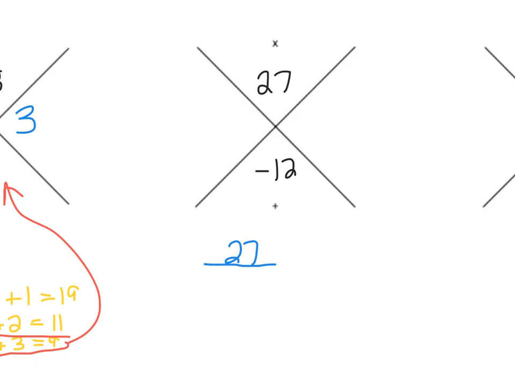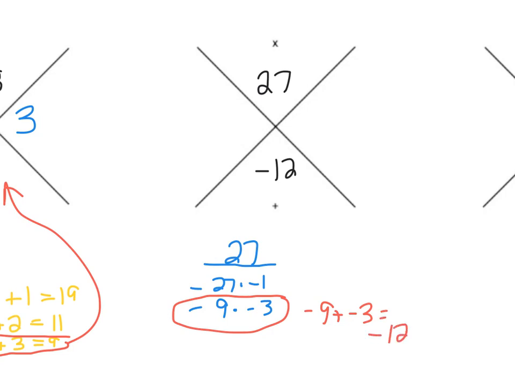So I've got negative 27 times negative 1. I've got negative 9 times negative 3. And I believe those are my 2 factors. And I can look and say that negative 27 plus negative 1, that's negative 28. That's not it. But negative 9 plus negative 3 is negative 12. So I know that that is the one to use. So negative 9 and negative 3.